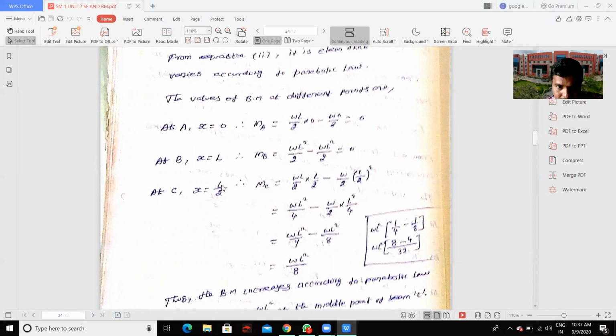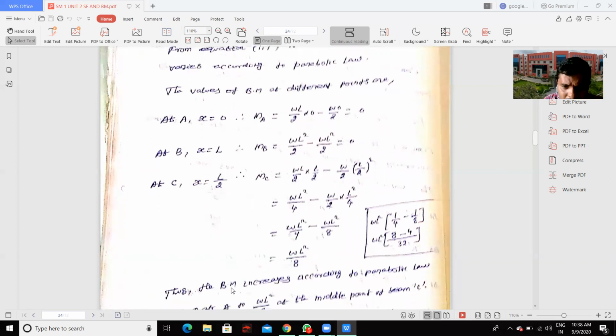At point C, x equal to L by 2, if you substitute, moment at C equals WL by 2 into L by 2 minus W by 2 into L by 2 the whole square. If you substitute, you will get the value WL square divided by 8. So when the simply supported beam is subjected to a point load at the center, you got WL by 4 as maximum bending moment, with 0, 0 at the supports. Similarly, when the simply supported beam is subjected to a uniformly distributed load, the maximum bending moment will be WL square by 8, and at the supports A and B the bending moment value will be 0, 0.